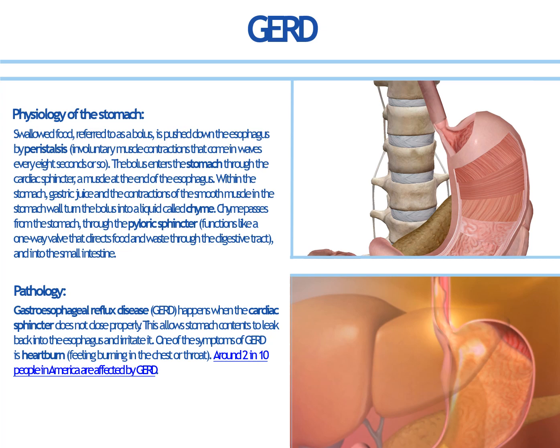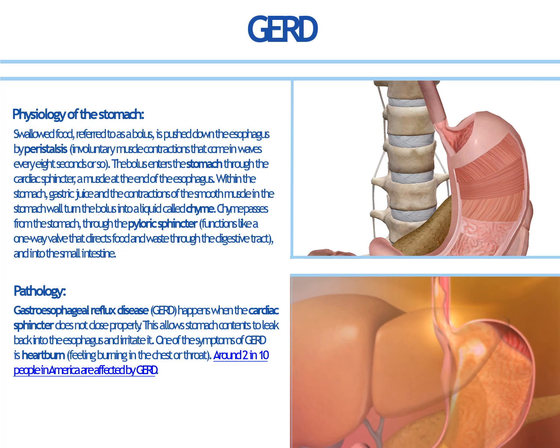Okay, so now let's talk about gastroesophageal reflux disease, also referred to as GERD. The physiology of the normal stomach. Swallowed food, referred to as a bolus, is pushed down the esophagus by peristalsis, which is an involuntary muscle contraction that comes in waves every 8 seconds or so. The bolus enters the stomach through the cardiac sphincter, a muscle at the end of the esophagus.